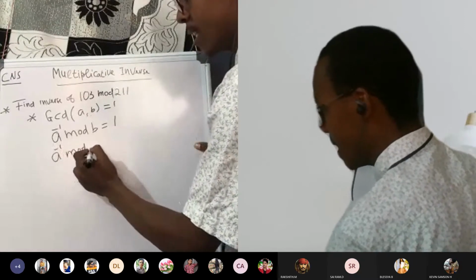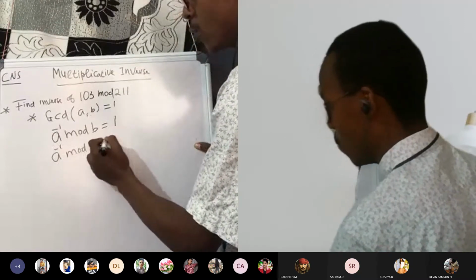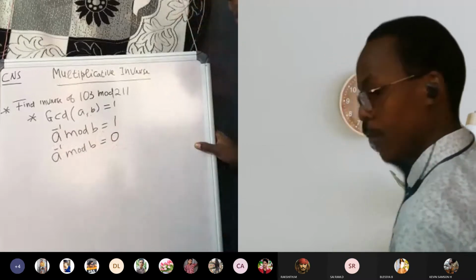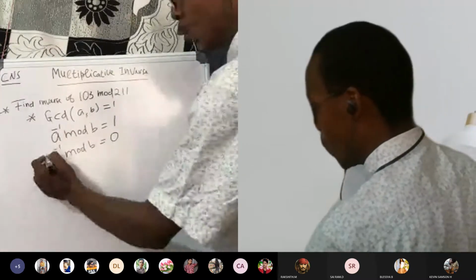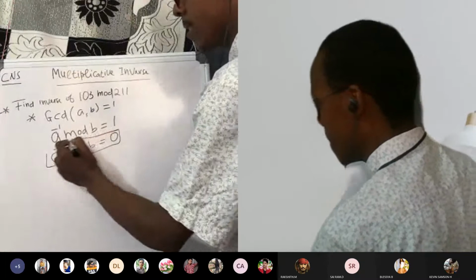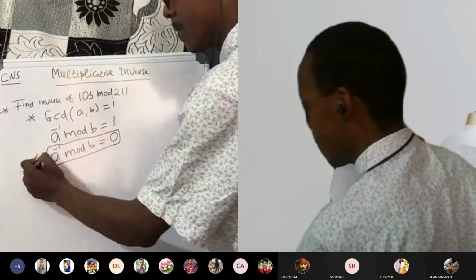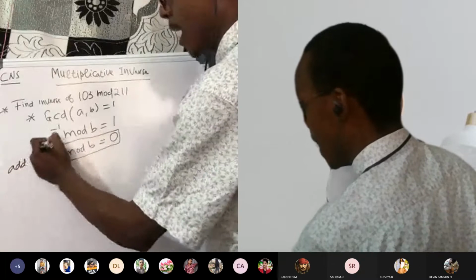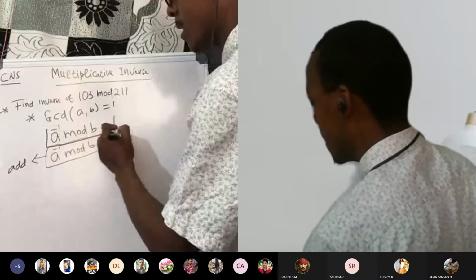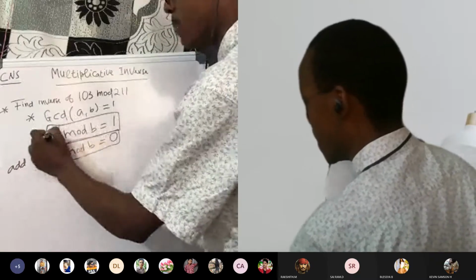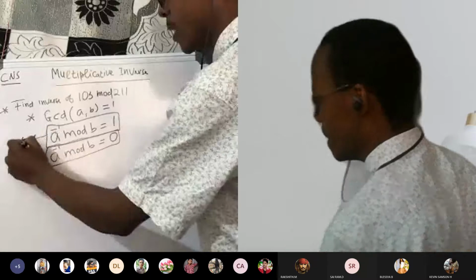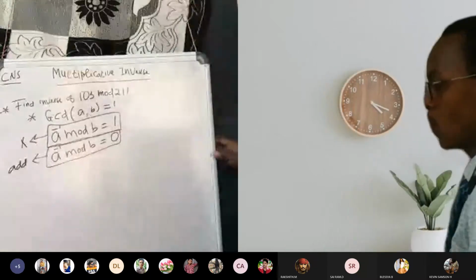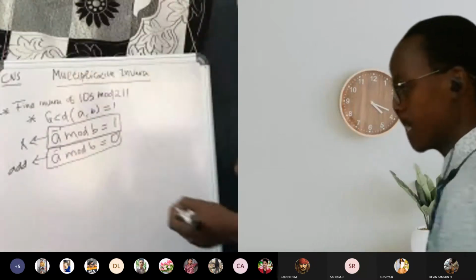For additive inverse, we have seen that the mod of these two will give us 0. This is for additive. And this is for multiplicative, let me keep the sign. So we are dealing with multiplicative inverse.